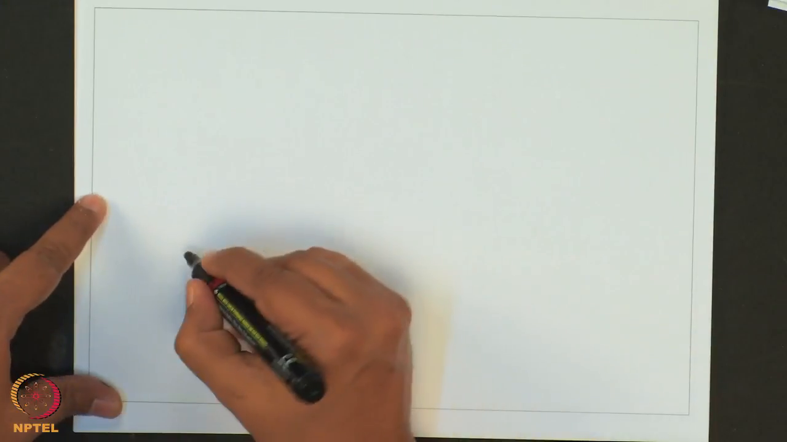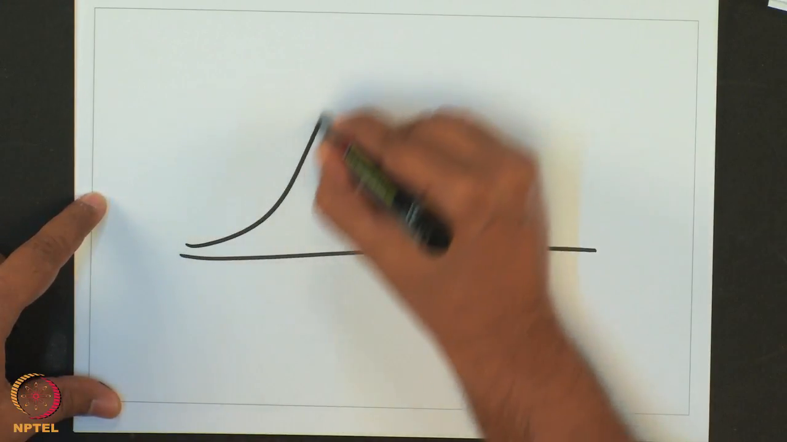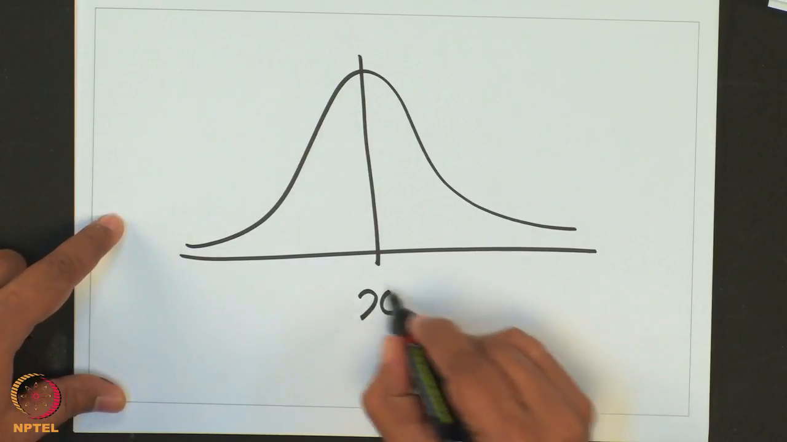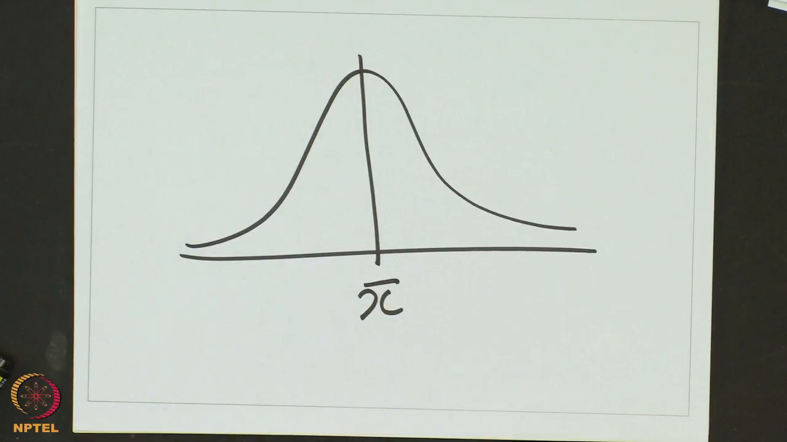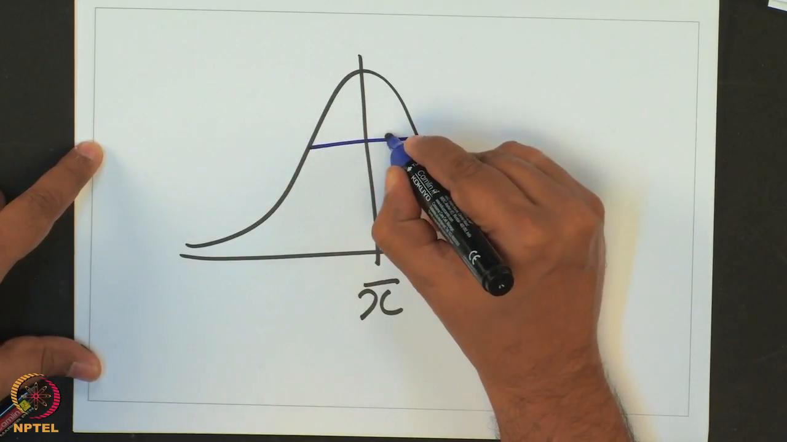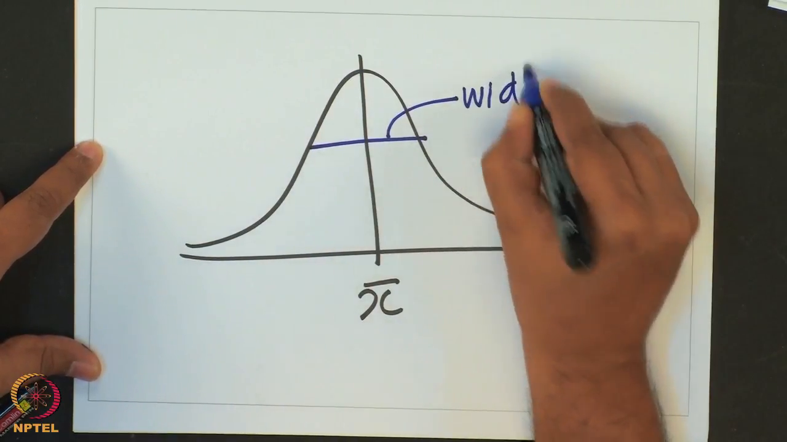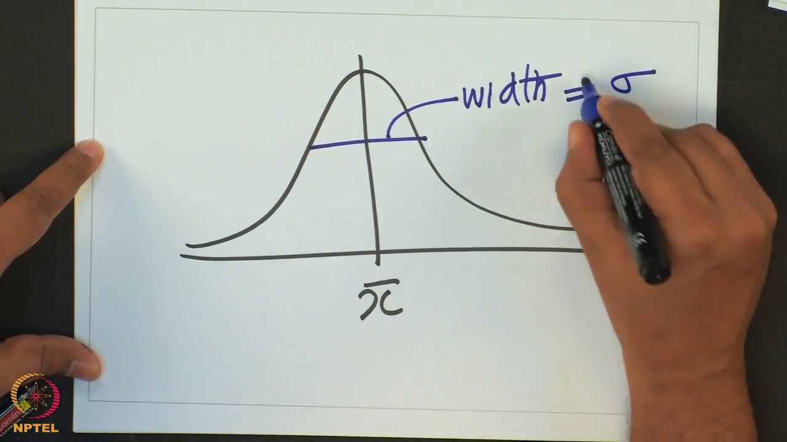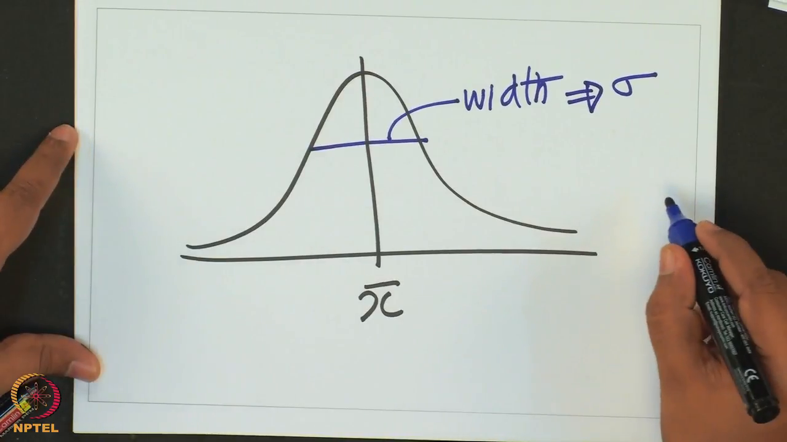So if I have a normal distribution, this is my x bar. What is the physical meaning of sigma? It turns out that sigma is the width. So this width is related to sigma.